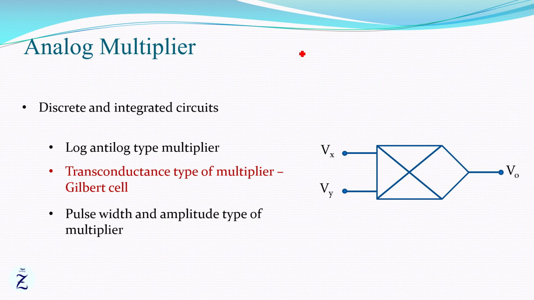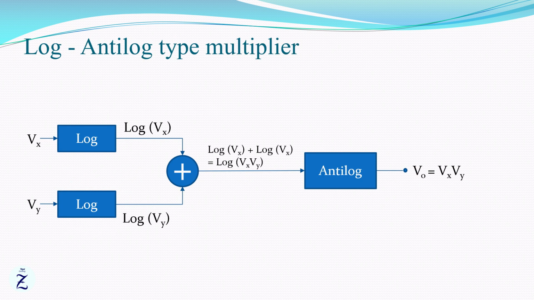First one is the log and anti-log multiplier. This is the basic mathematical principle behind this method. First take the logarithm of both inputs, then add those values, so we get log Vx plus log Vy. We know that log A plus log B is equal to log AB. Hence, it becomes log Vx into Vy. Taking the anti-log of this will produce the output, which is equal to Vx into Vy.